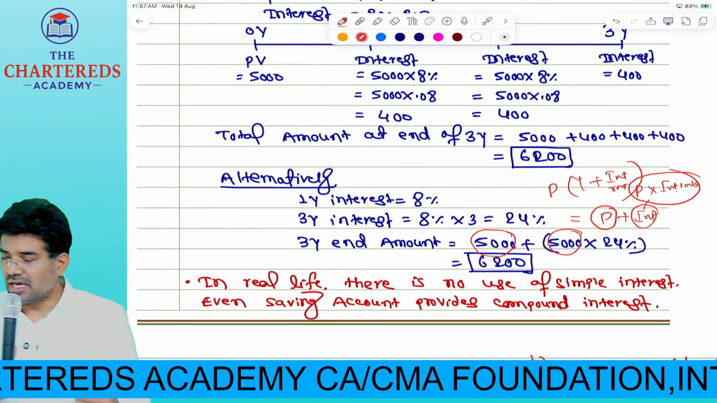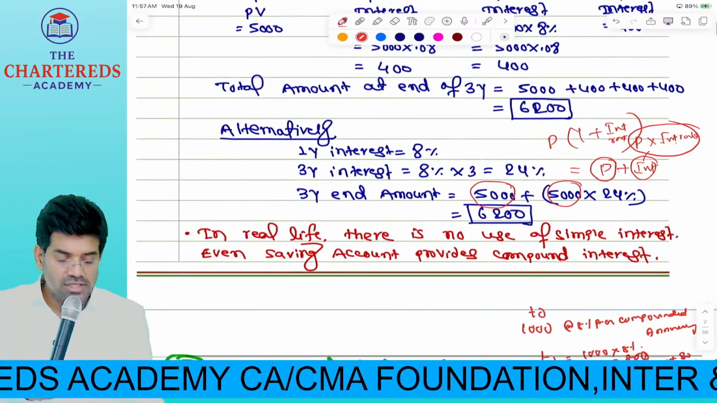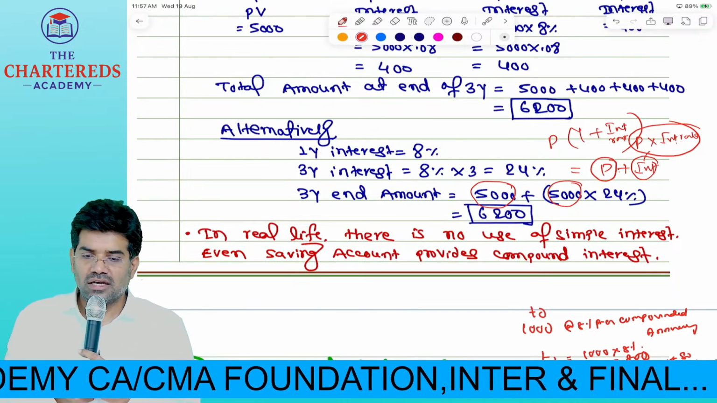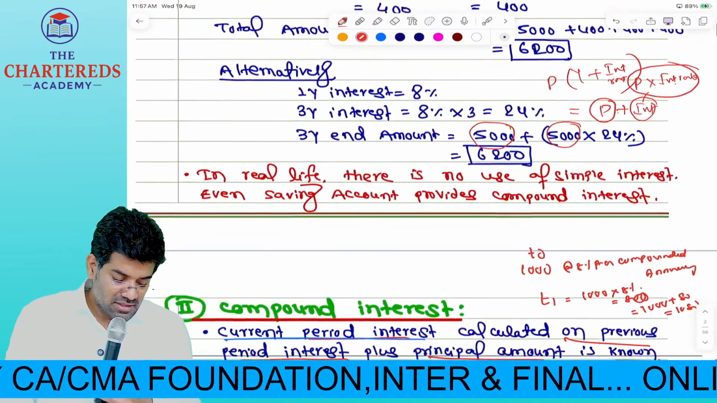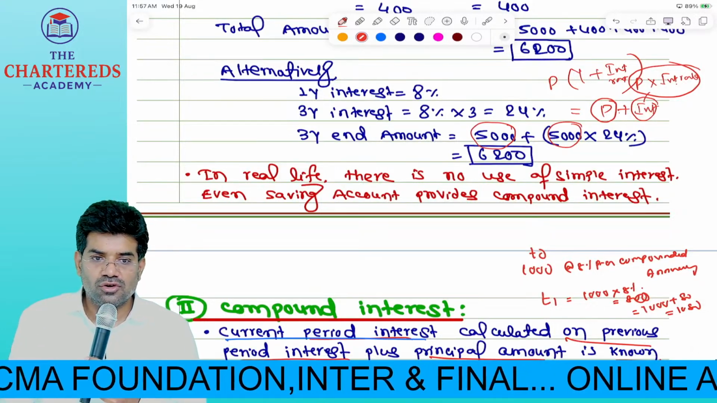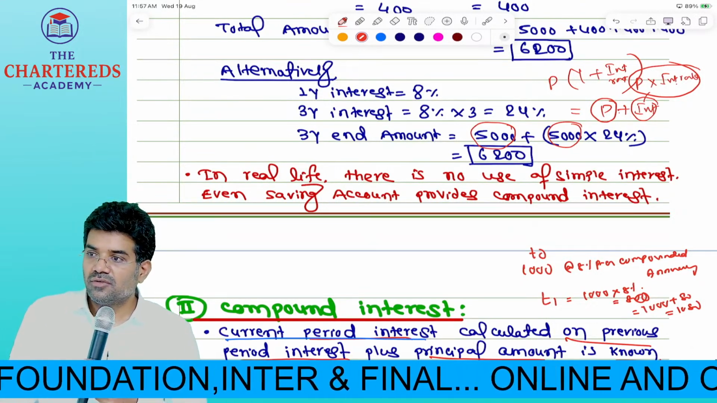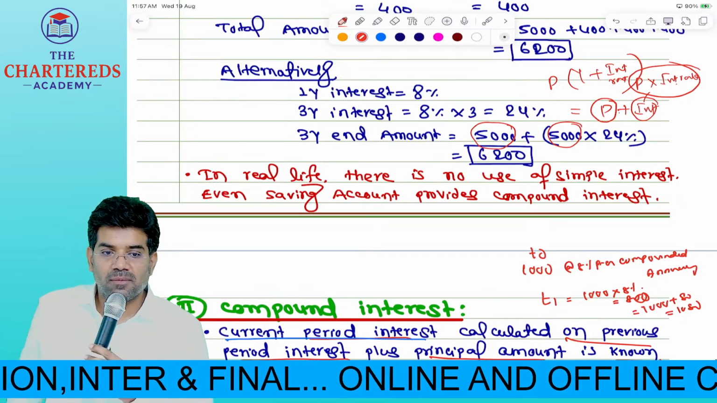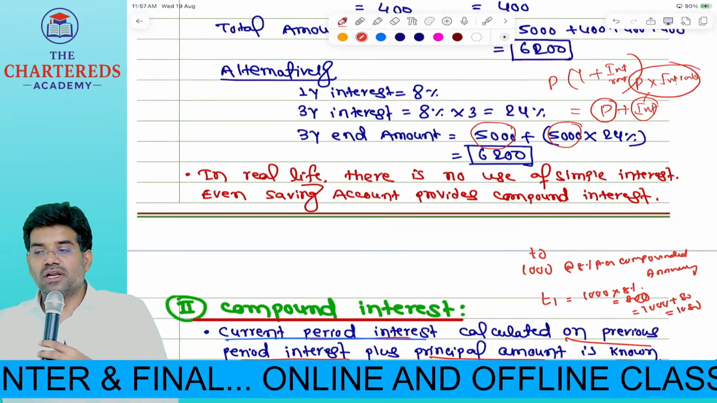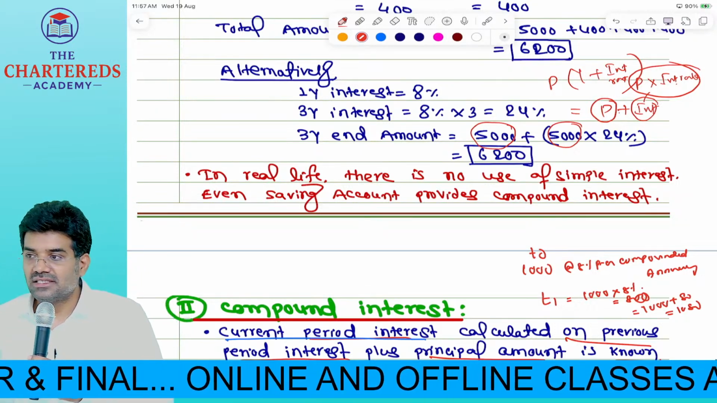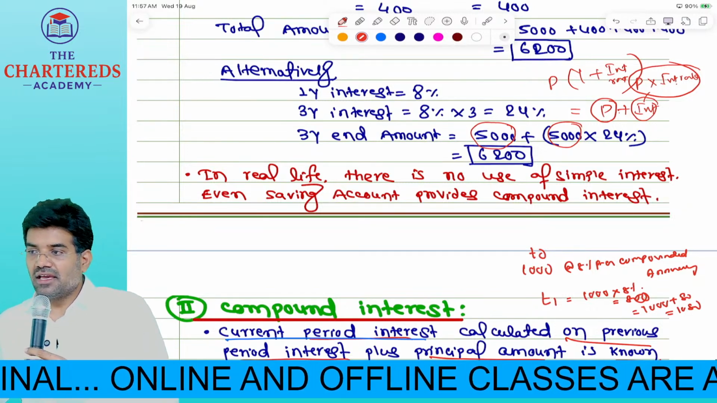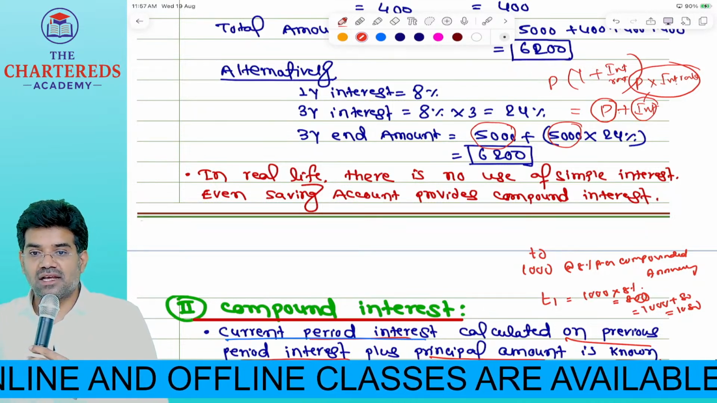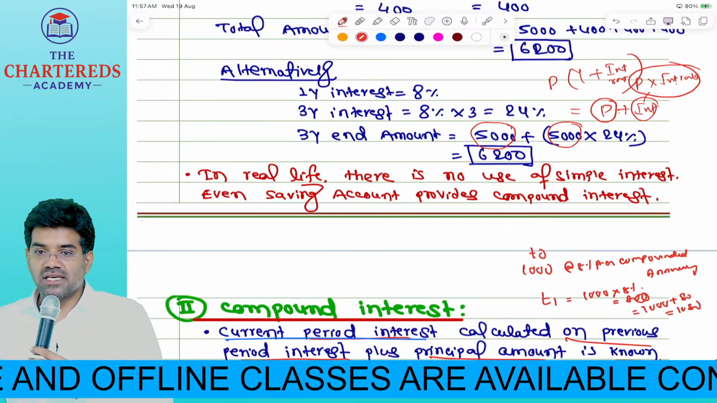Also you can get the maturity value. As I told you, in real life there is no use of simple interest. That is the reason yesterday we did not talk about that, assuming that you know that. Even in your bank account, your savings account, which interest do they pay? Simple interest or compounding interest? Compounding interest only they will pay. And the bank will compound your interest on a daily basis. Not continuous basis, daily basis.